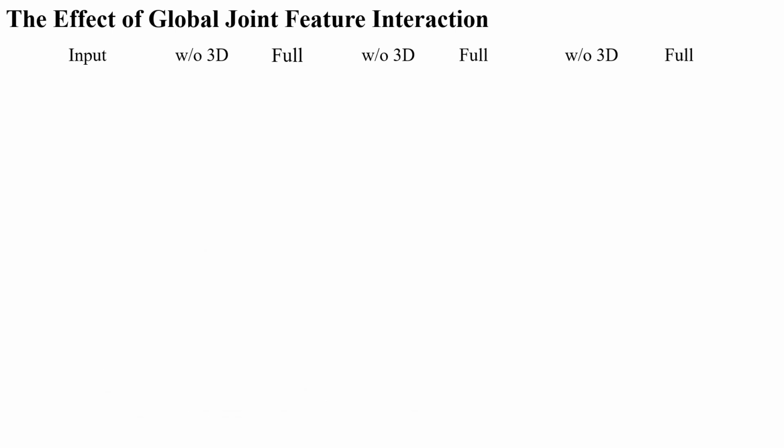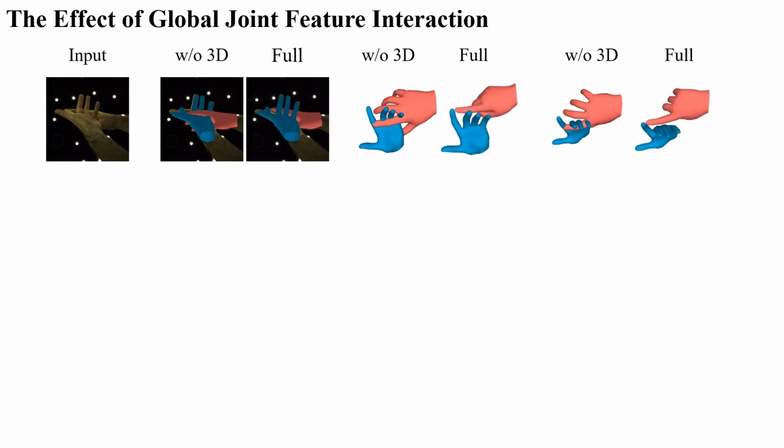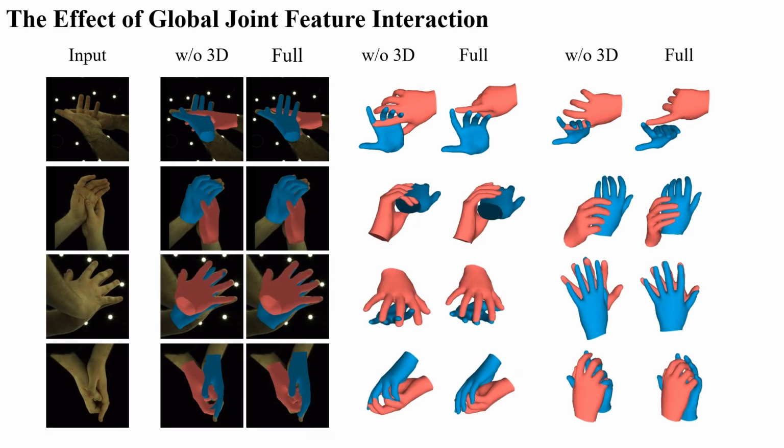First, we demonstrate the effect of information interaction. Adopting information interaction in 3D joint space can significantly improve the model's understanding of the spatial relationship between hands. As shown in the figure, the model correctly predicts the relationship between the index finger of the right hand and the fingers of the left hand. Here are more examples of hands interacting closely.